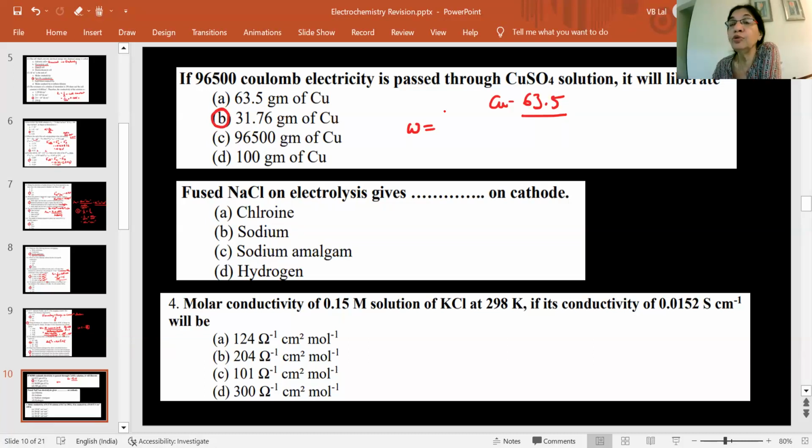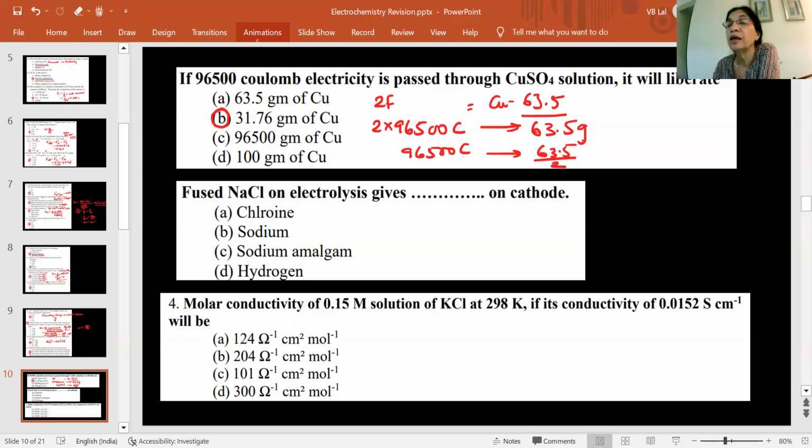So there are two ways of doing it. One way is that 2 Faraday, what is 2 Faraday equal to? 2 Faraday is equal to 2 into 96500 coulombs. It discharges how much? The molar mass of copper, which is 63.5 grams. So 96500 coulombs will discharge 63.5 divided by 2, that is 31.76. Did you understand? So you can write it like that.